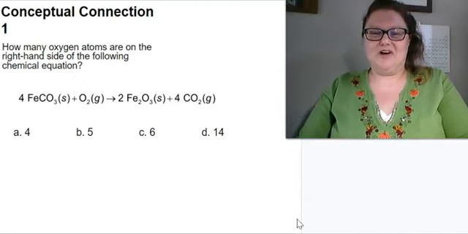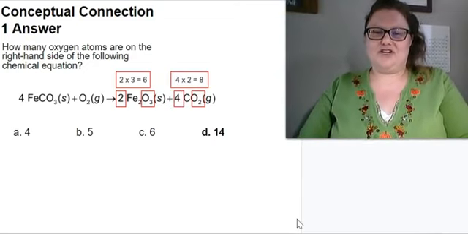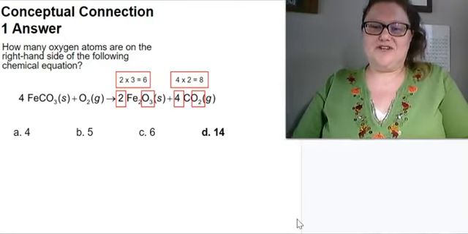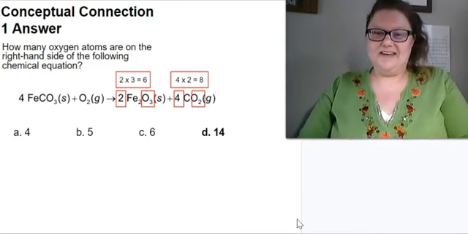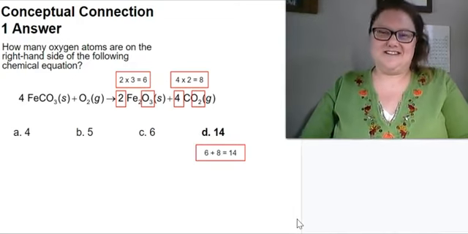All right, did you count them all on the right? Well, we have a 2 coefficient in front of this iron oxide and the subscript of 3 for that oxygen. So there's 6 right there. And then we have the coefficient of 4 in front of the carbon dioxide with our subscript 2 for the oxygen. 4 times 2 would give us 8 here. And we're adding them. There's a plus sign. So 6 plus 8 gives us 14. So there's 14 total oxygens on the right side of this equation.